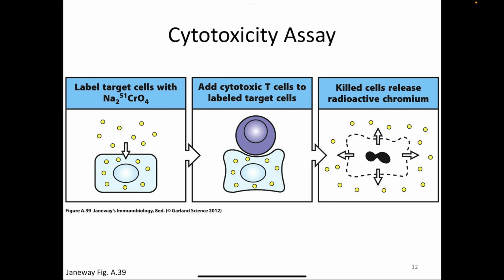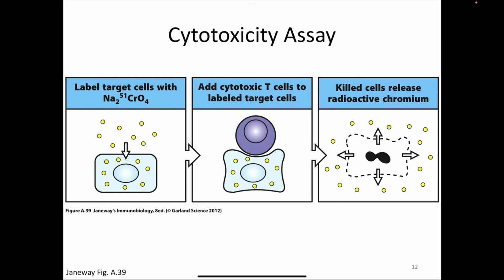We still sometimes do assays like this, although we have some modifications that are a little safer now. But I have done this assay. You start with the cells that you are thinking are potentially going to get killed. They're called the target cells. So you start with your target cells, and you load those target cells with radioactivity. Specifically, you use radioactive chromium in this case. So you're going to label those cells with radioactive chromium.